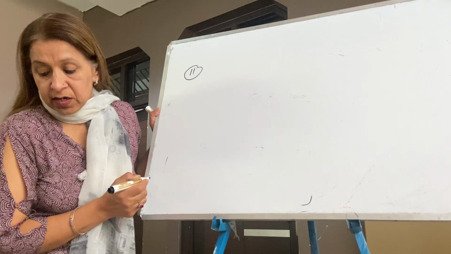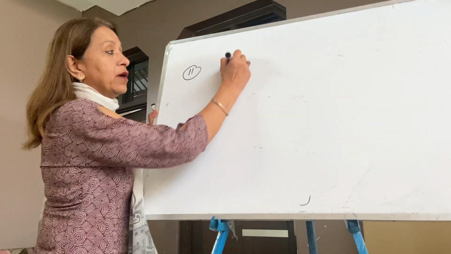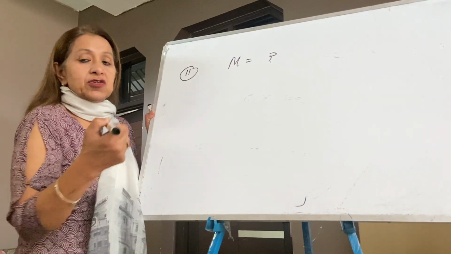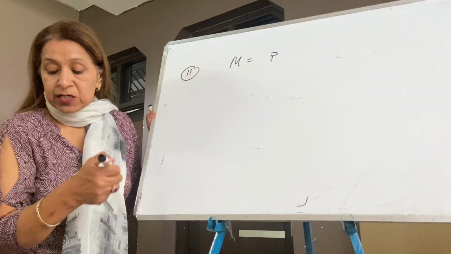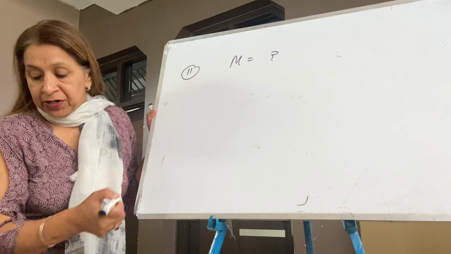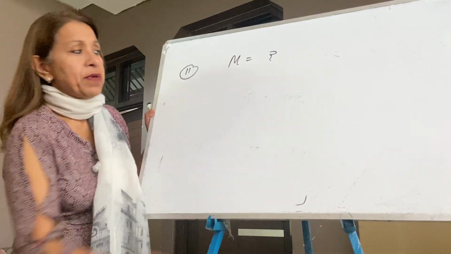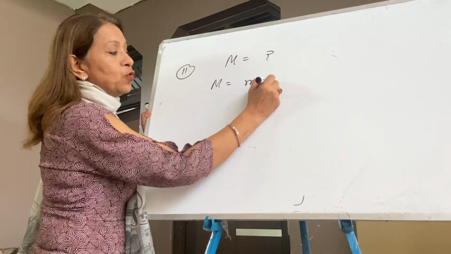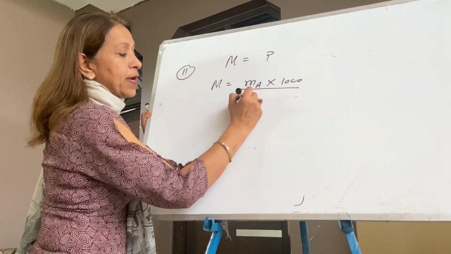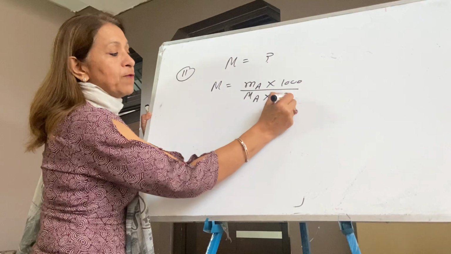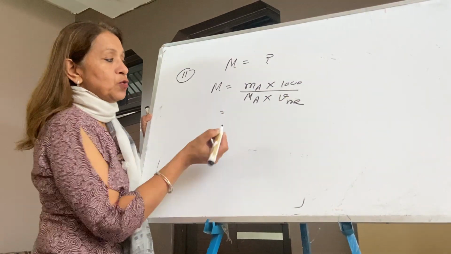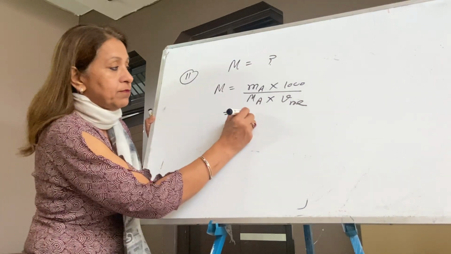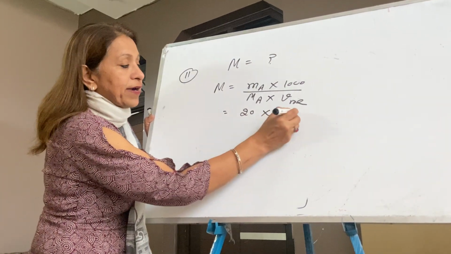Now take numerical number 11. The question is: what is the concentration of sugar in moles per liter? Again they are asking molarity. If they ask for concentration in moles per liter, that means they are asking for molarity. 20 gram is dissolved, so you make a direct answer. Capital M, a very simple numerical, is mass of solute into 1000 by capital M into volume of solution in milliliter. Now put the values. Mass of the solute in the 11th numerical is 20 gram. 20 gram into 1000, a direct numerical.